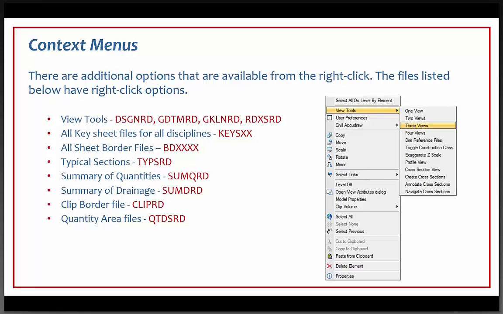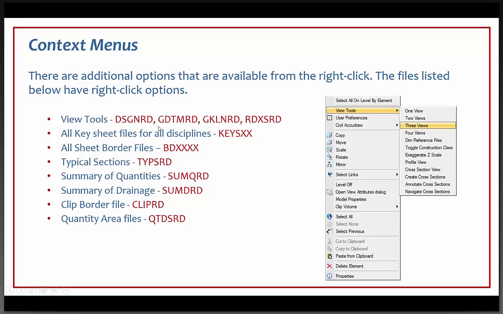One of the new additions in this latest FDOTSS4 workspace is when you right-click in any of these files, the DSGNRD file, the GDTMRD file, the GKLNRD file, or the RDXSRD file, you're going to have a new right-click menu option for view tools. And this will basically let you get to a lot of those tools that you can also access with function keys. 1 view, 2 views, 3 views, 4 views, exaggerate Z, all of the common tools related to navigating or adjusting the appearance of your views.